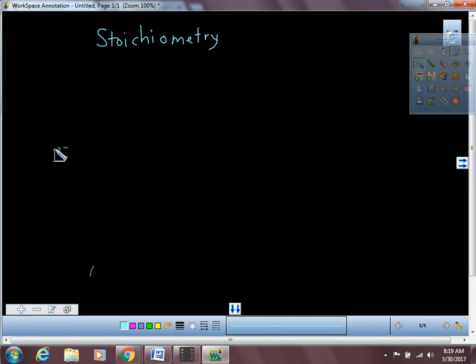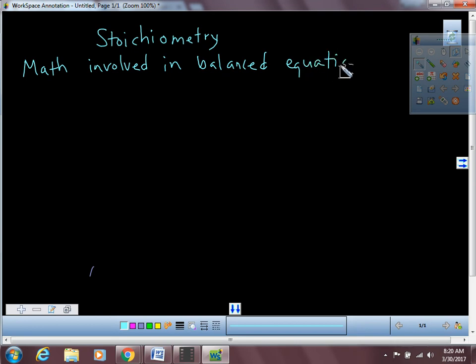When we deal with stoichiometry, what we're talking about is the math involved with an equation to help us figure out if I have this much reactant, how much product can I make? Or if I made this much product, how much reactant did I have to start with? So this is the math that is involved in the balanced equation to determine amounts of reactant and product.